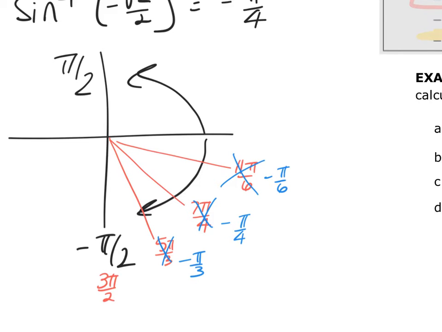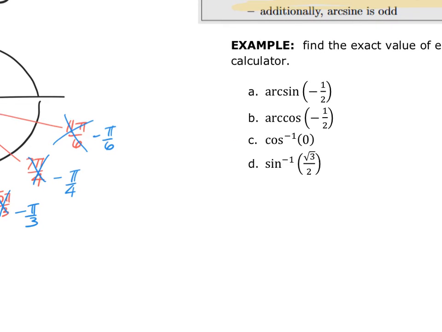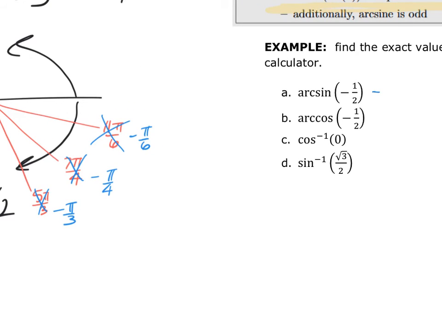So when you're looking at these, and you're asked to find the arc sine of negative 1/2, that means we're in quadrant 4 in reverse. That means it's negative pi over 6, because 11 pi over 6 is not in the interval between negative pi halves and pi halves. So the answer to the first one is negative pi over 6, because you're in quadrant 4, but in reverse. You're in the negative angles.